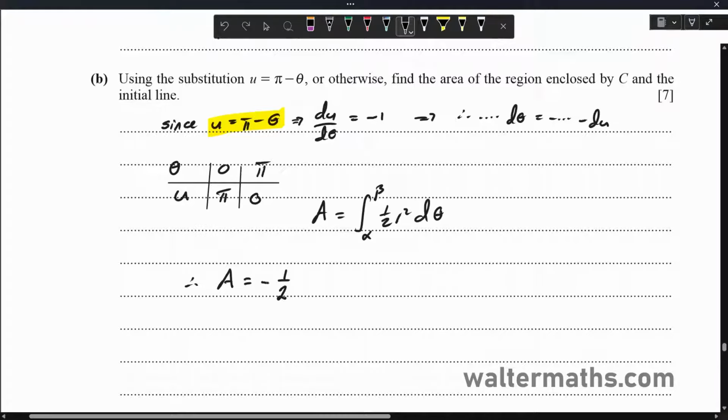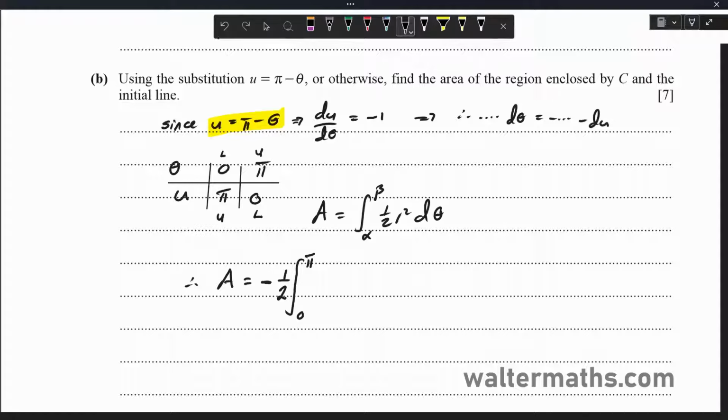I'll take out a minus because of the interval change. Remember, this was the lower limit and this was the upper limit. But when it goes to u, what was the lower limit becomes the upper limit, and what was the upper limit becomes the lower limit. So to take account of that, I put a negative on here. Okay, did you get that?